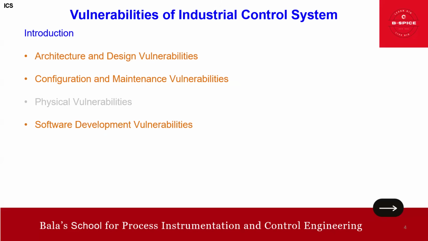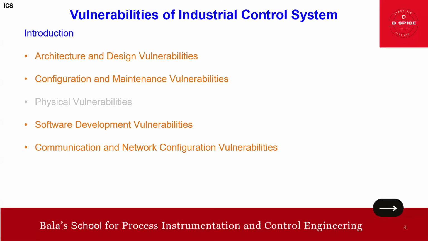Then when you talk about software development, errors or flaws in software development can introduce vulnerabilities that attackers may exploit to infiltrate and compromise the system. Then when we talk about communication, insecure communication protocols and improperly configured networks can provide attackers with entry points to intercept or manipulate data and control commands. So this is just an intro part actually.